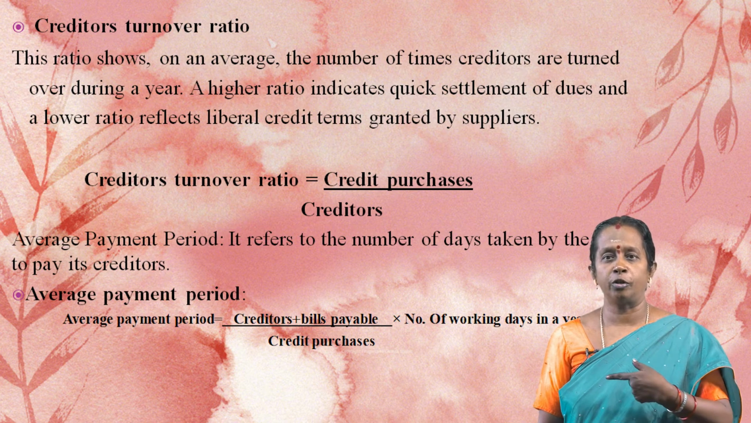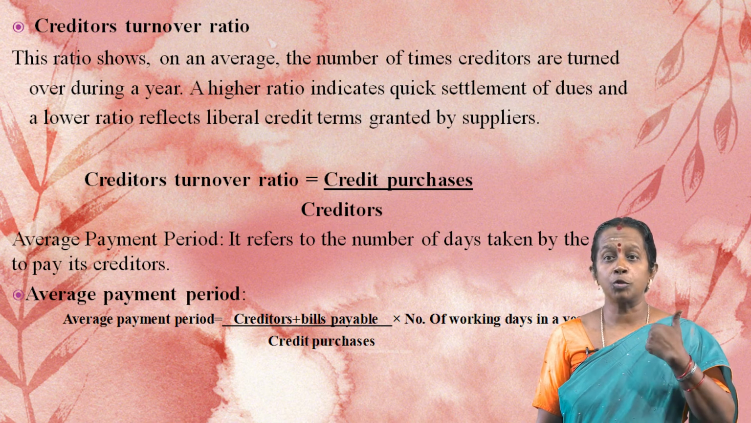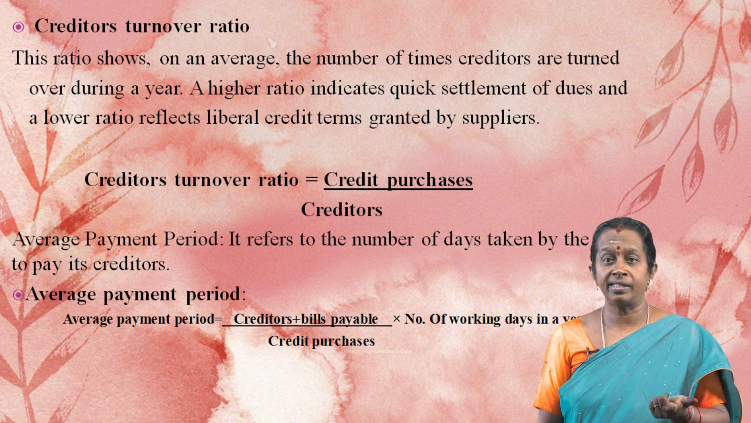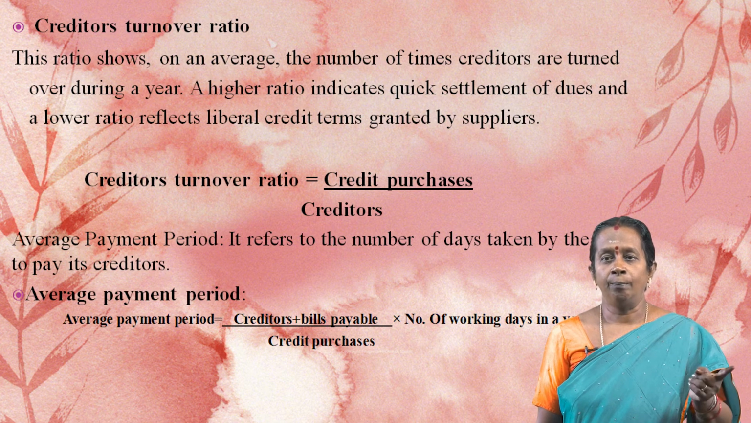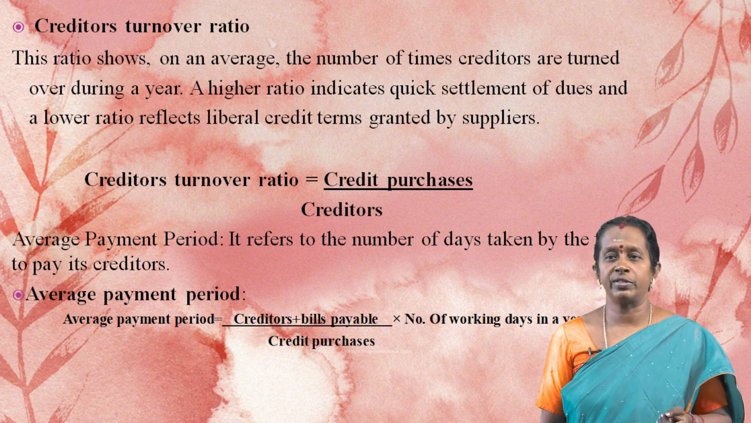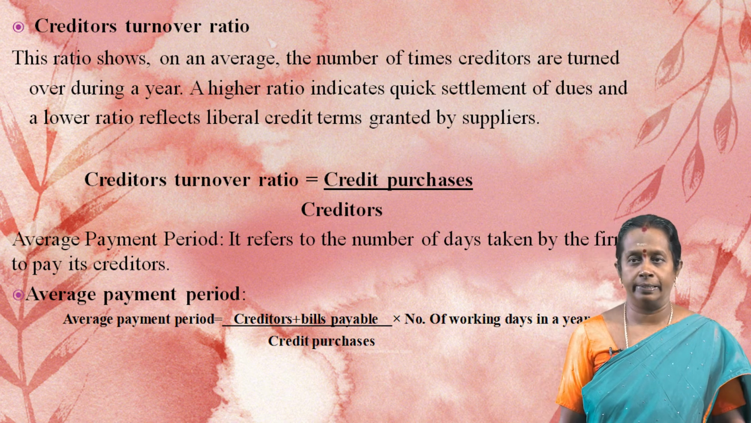Those persons are considered to be the creditors. How they are supposed to pay the amount to their creditors is called the average payment period. To calculate the average payment period, the formula is creditors plus bills payable divided by net credit purchases into number of working days in a year.